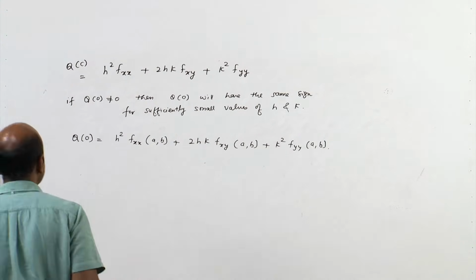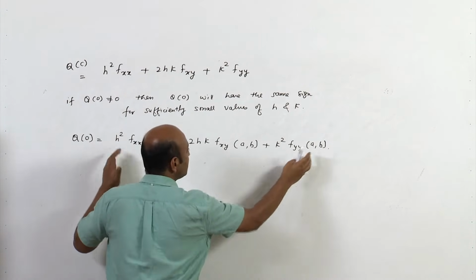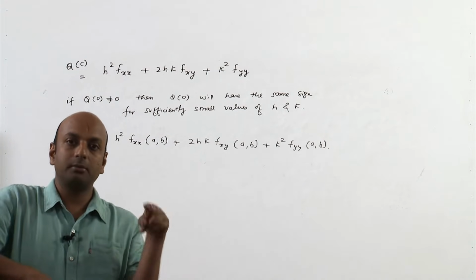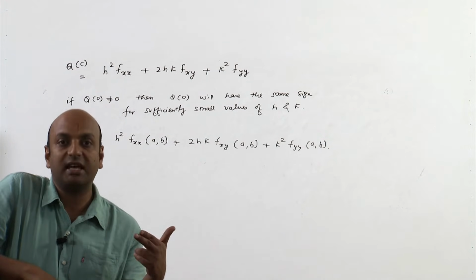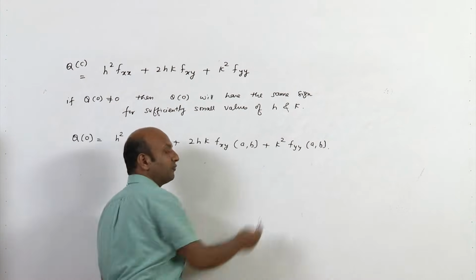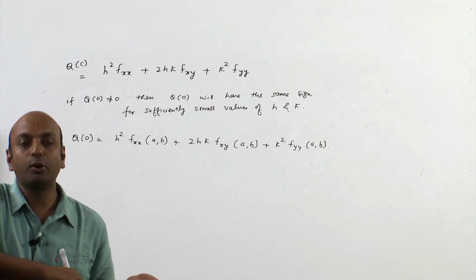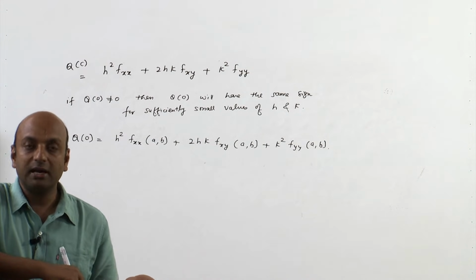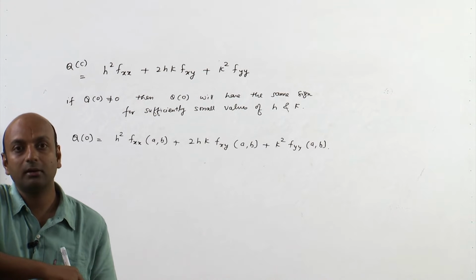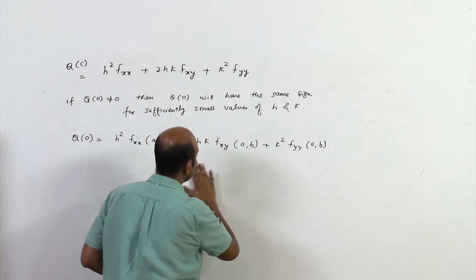Now, we will simply see the sign of this expression. If the sign of this expression is positive for small values of h and k, then this means a comma b is a point of local minima. If this is negative, this means a comma b is a point of local maxima. So, now let us find out the sign of this. How can we do this?